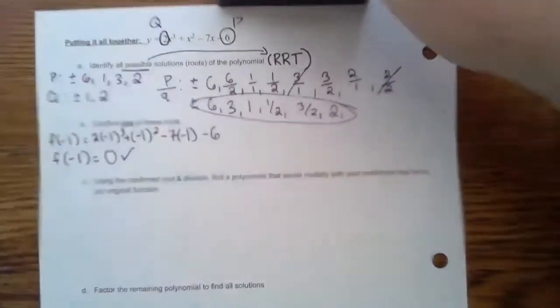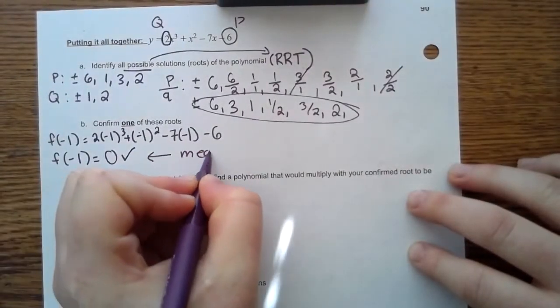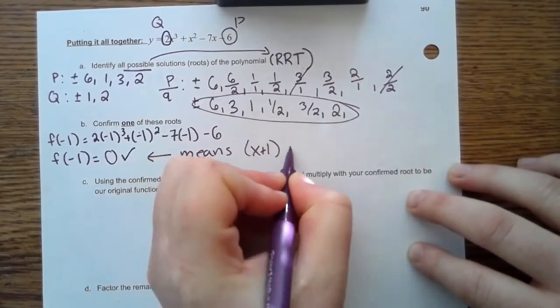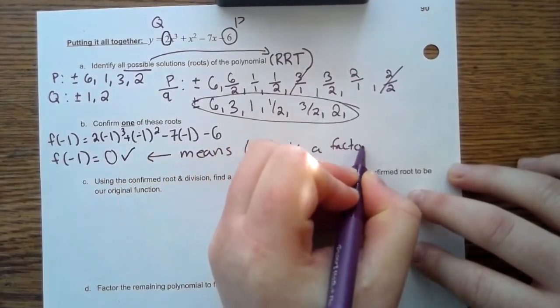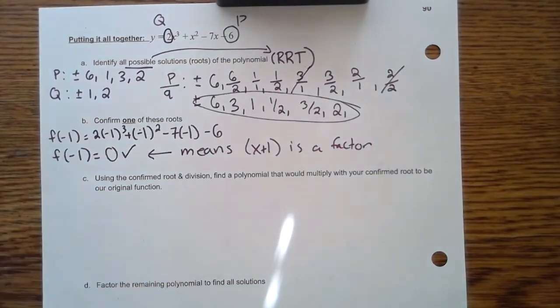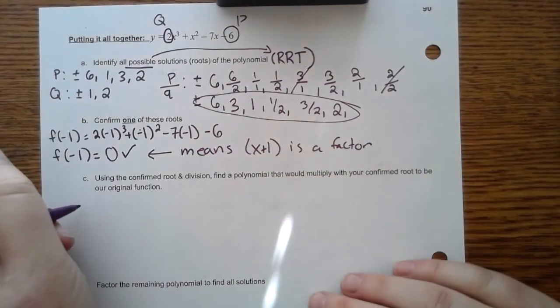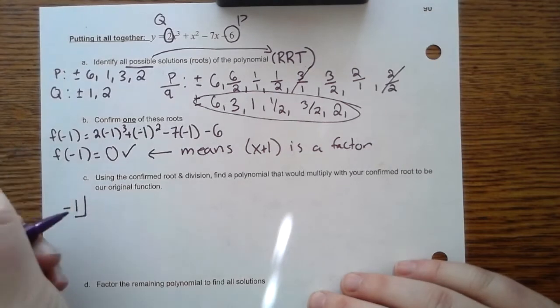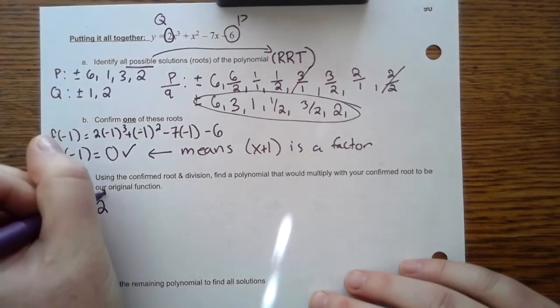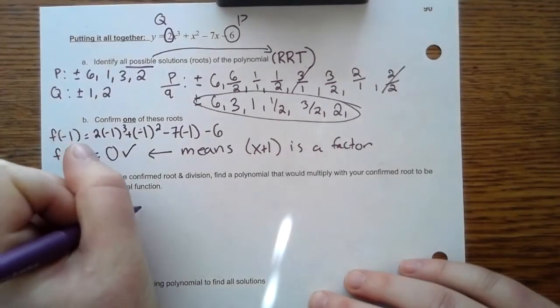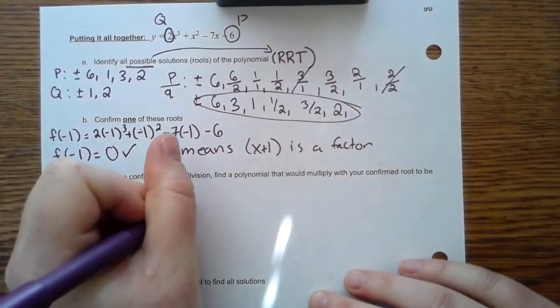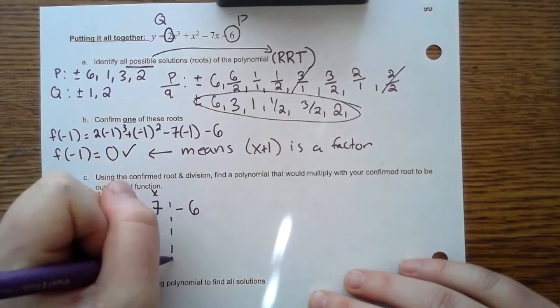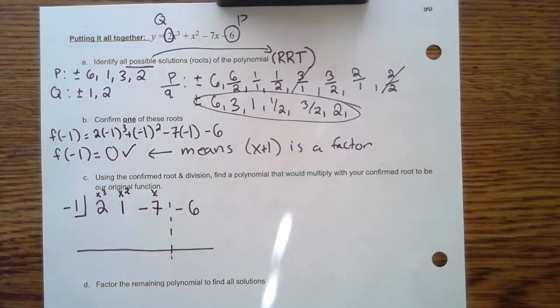So now it says use the confirmed root and division. Find a polynomial that would multiply with your confirmed root to give our original function. So here, I'm going to use synthetic division. I'm going to put -1 in the box, and I'm going to list out my coefficients. That was a -6, yeah. If you are like, what is she doing right now? You need to look at the last lesson, okay?